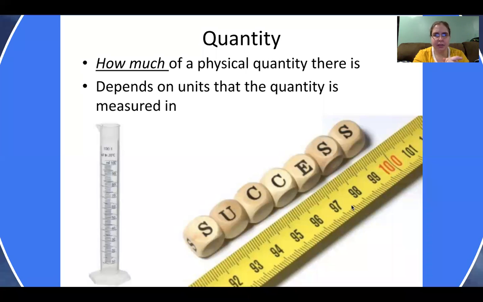It depends on units that the quantity are being measured in. Units are very, very important. You will always need to write down and keep track of your units. And I'll tell you right now in my class, if you do not have your units on an answer, if you just give me a number, you will lose points. Because units are very important. The units tell me what is it you're measuring, what is it that you're calculating, what are you looking at. So very important.